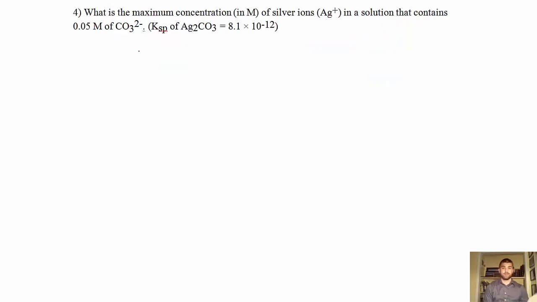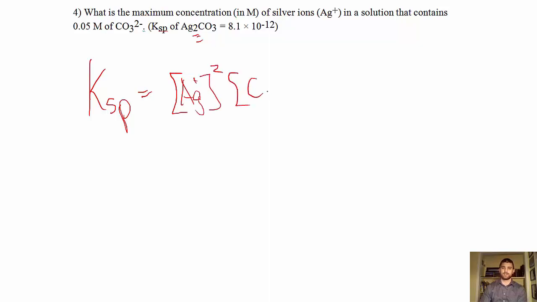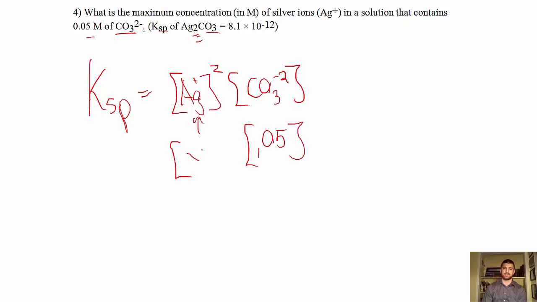Yep, there you go, 4. What is the maximum concentration in molar of silver ions in a solution that contains 0.05 molar CO3²⁻? We give you the Ksp. So remember Ksp, well, if we got Ag2CO3, that's going to be Ag⁺ squared times the concentration of CO3²⁻ to the first, because you only get one CO3. All right, and they want to figure out the maximum number of Ag⁺. We know CO3²⁻ already is 0.05, and they want to know, what is X?